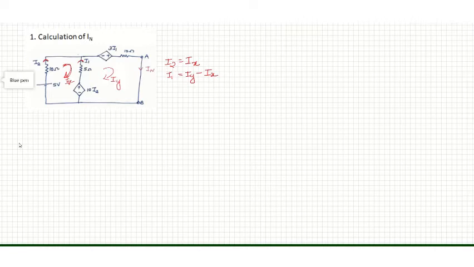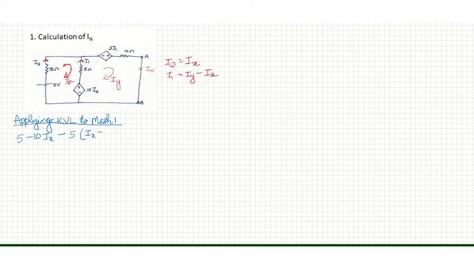Now applying KVL to loop 1. Applying KVL to this loop, the equation will be 5 minus 10IX minus 5 into (IX minus IY) minus 10I2 is equal to 0.